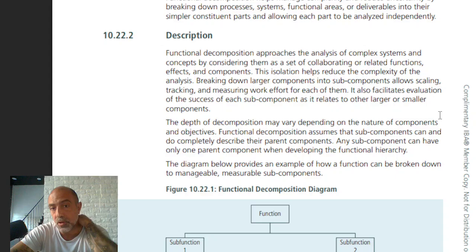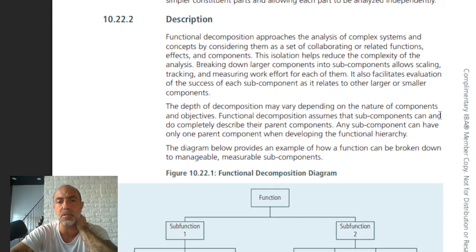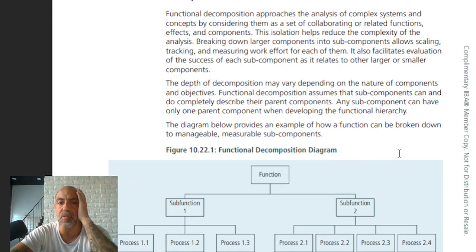Functional decomposition approaches analysis of complex systems and concepts by considering them as a set of collaborating or related functions, effects, and components. The isolation helps reduce the complexity of the analysis, breaking down larger components into subcomponents, allowing scaling, tracking, and measuring work effort for each of them. It also facilitates evaluation of the success of each subcomponent as it relates to larger or smaller components. The depth of decomposition may vary depending on the nature of components.